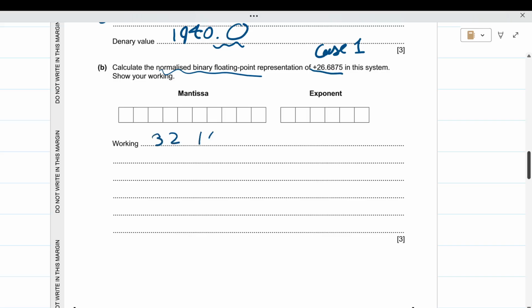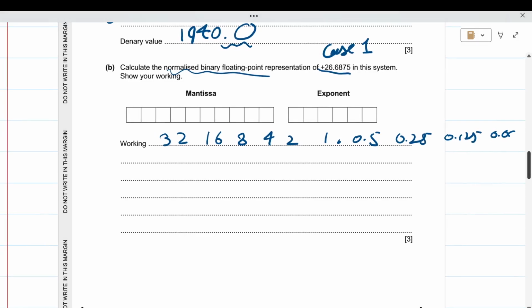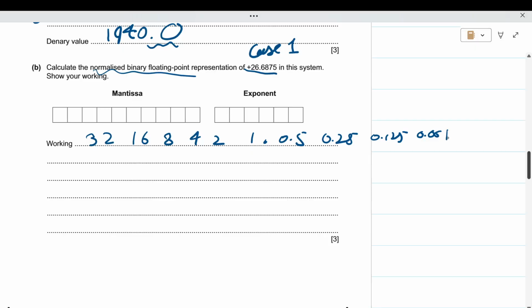32, 16, 8, 4, 2, 1. Okay, and then a 0, and then you've got the rest of them: 0.5, 0.25, 0.125, 0.0625, right? And 0.03125. Never mind.